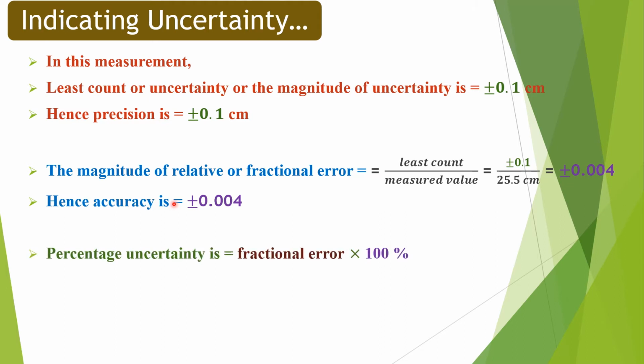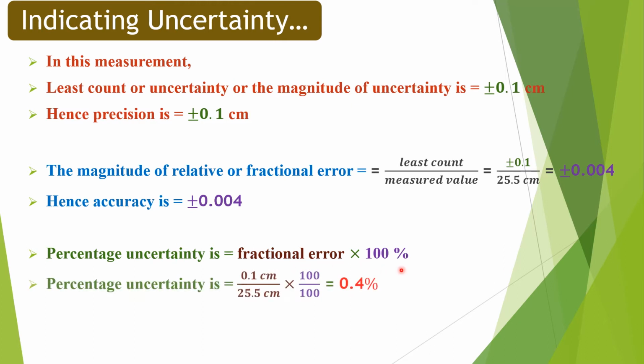The formula of percentage uncertainty is equal to the magnitude of fractional error multiplied by 100%. For finding percentage uncertainty, we just multiply our relative or fractional error by 100%. In this experiment, percentage uncertainty is equal to 0.1 divided by 25.5 multiplied by 100% and we get 0.4%.